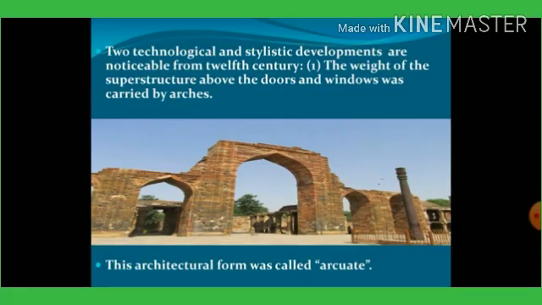Dear students, two technological and stylistic developments are noticeable from the 12th century. First of all, the weight of the superstructure above the doors and windows was carried by arches. This architectural form was called arcuate.